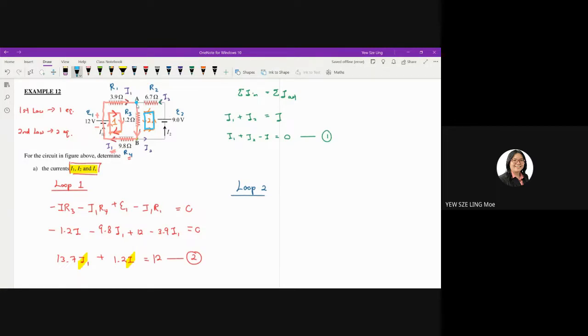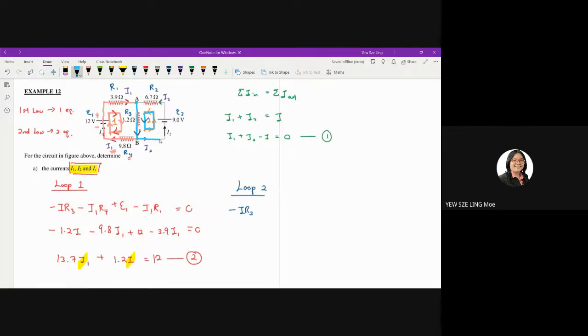So I start from A, and once again it passes through R3. When it passes through R3, the direction of the current and the direction of the loop are pointing in the same direction, so it experiences a potential drop. So I'm going to stick to negative IR3. And then it keeps moving.